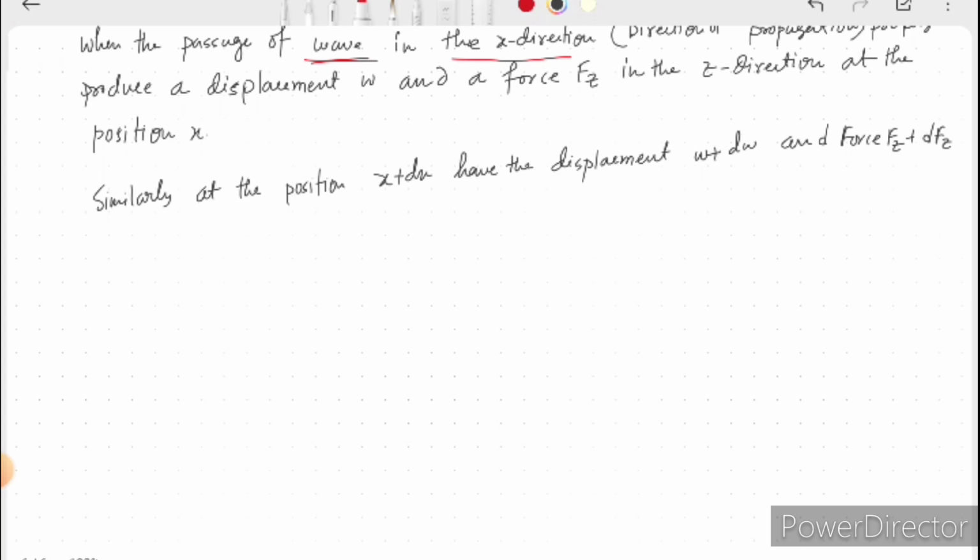So at a position x, when this wave is propagating in the x direction, it produces the displacement of the vertical plane along the z direction, w, and it produces a vertical force, called the vertical shear, Fz, in the z direction also. At a similar position, another position x plus dx, okay, we have displacement omega plus d omega and a force Fz plus dFz. What is the meaning actually?